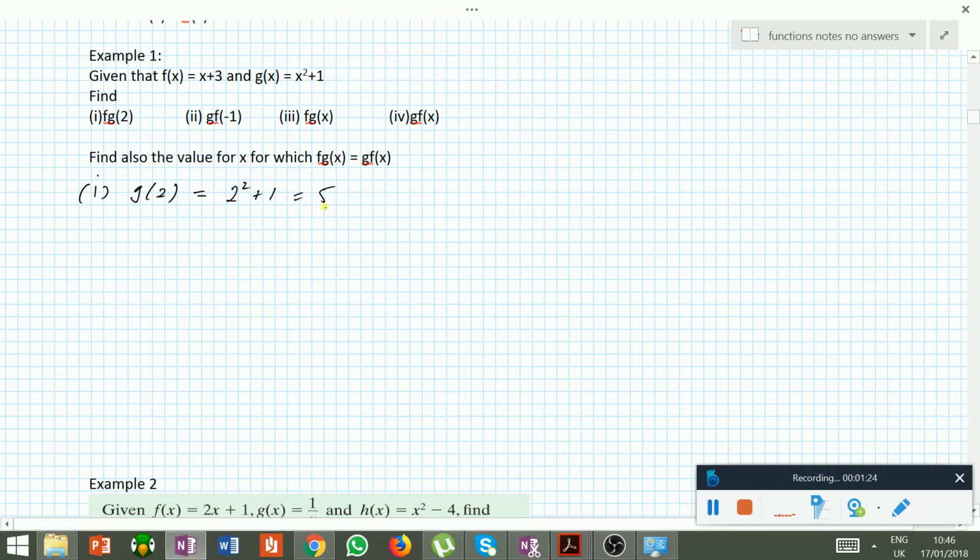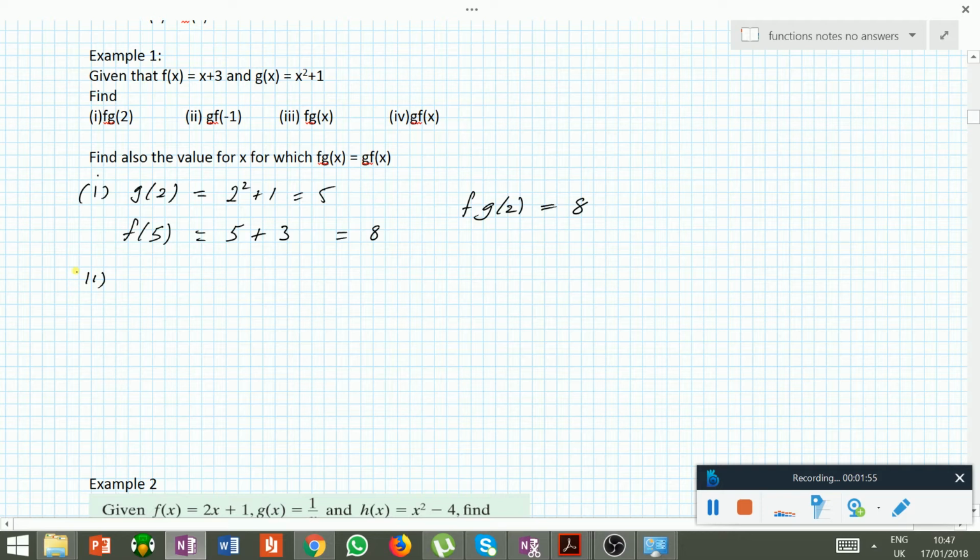Then when you get your number 5, you perform F on it, so you say F of 5 now. F says X plus 3, so everywhere I see an X I'm going to put a 5, plus 3 equals 8. So in other words, F after G of 2 gives you the answer 8.